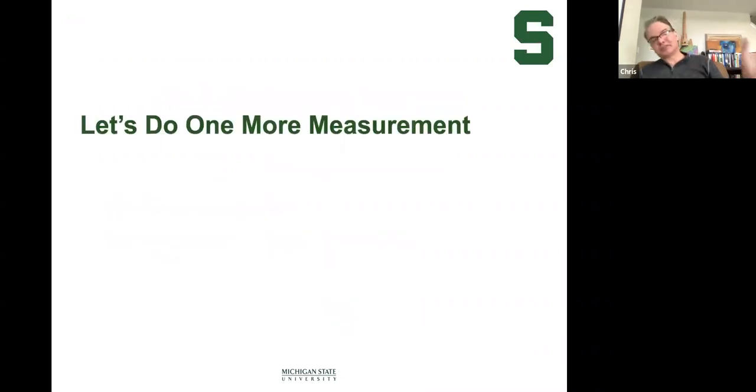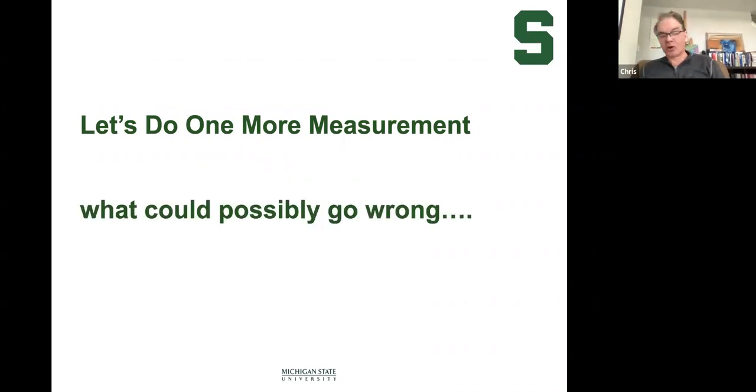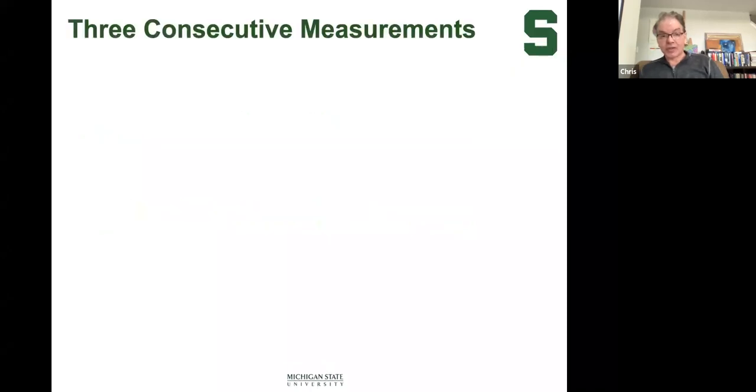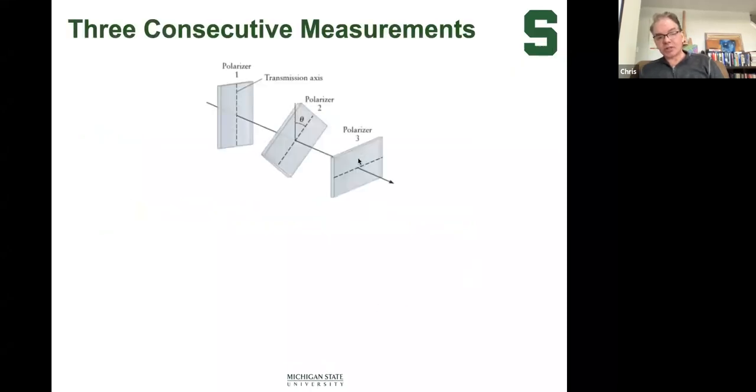All right, but now we've done 2 measurements. Let's do one more. I mean, what could possibly go wrong? Well, famous last words. Watch what happens. So we're going to do a third measurement, which means we just have a third polarizer, okay?